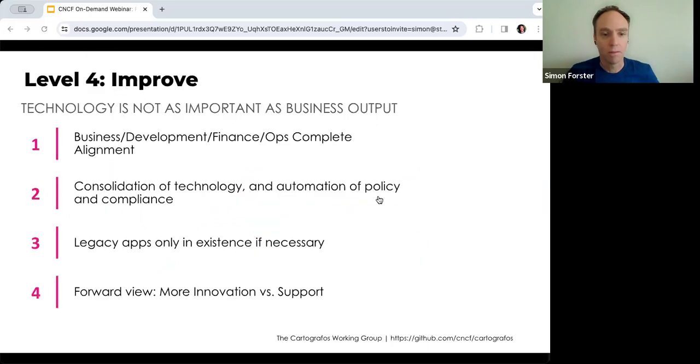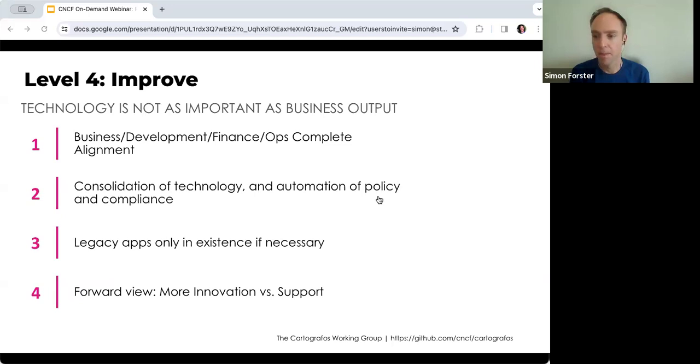So just moving on to level four. At level four, we really identify that technology is not as important as the business output. And the improvements that we're making at this stage, now that hopefully we've worked through that pain of the messy middle, really are focused on getting business value out of our investments faster and by reducing repeatable processes or automating them. We expect to see a lot more alignment and understanding between business stakeholders, finance, developers, and DevOps teams.